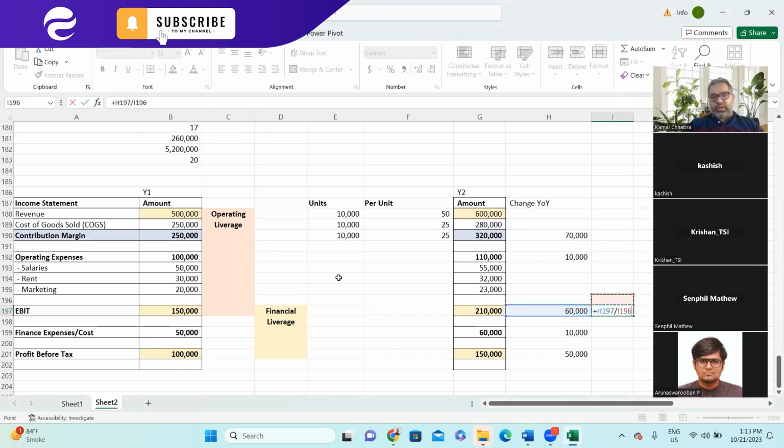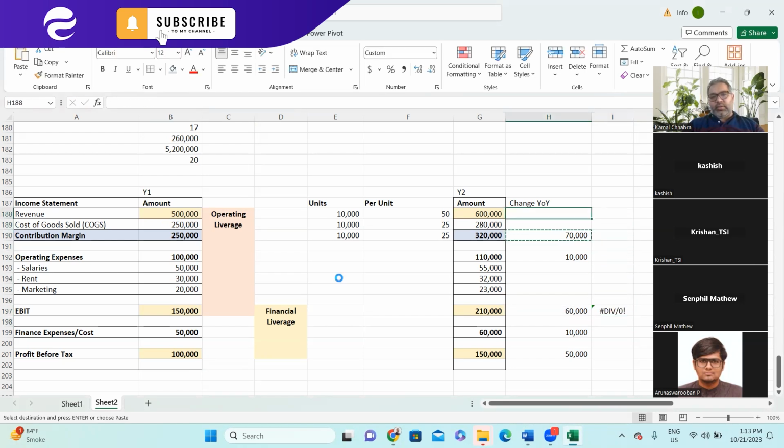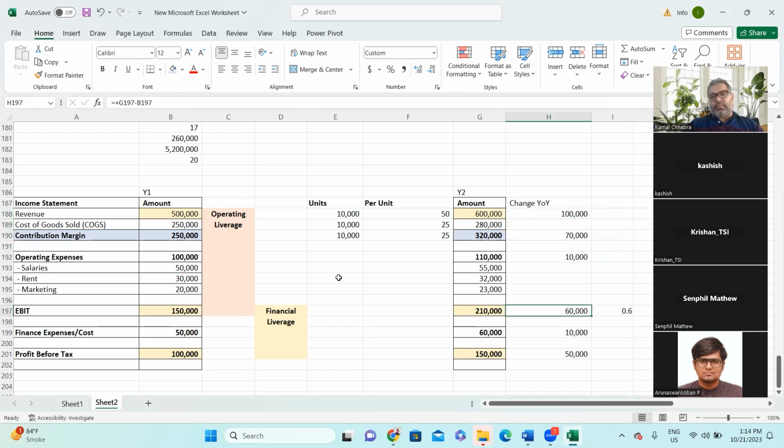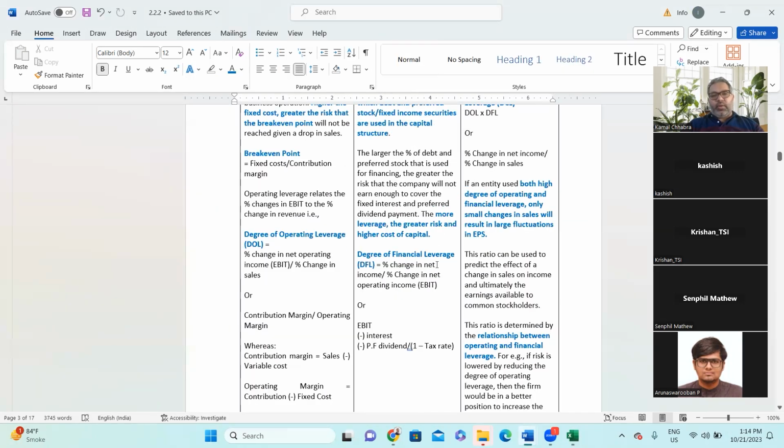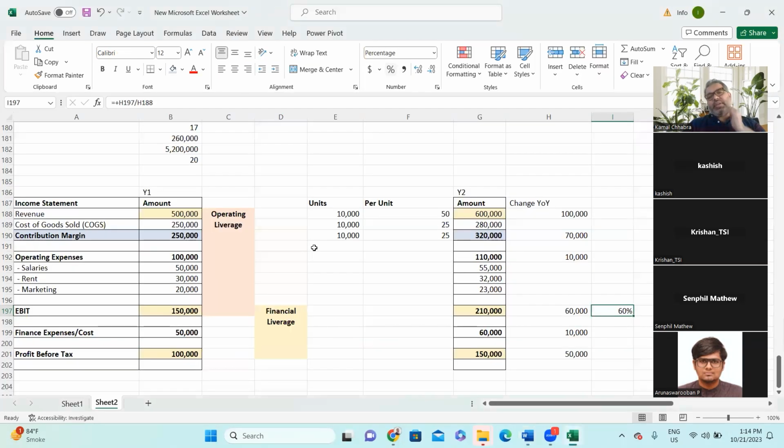How much is the change in sale? 100,000. That means 60%, right? Yes, sir. That's how you need to calculate the degree of operating leverage. So degree of operating leverage is change in earning before interest and tax divided by change in sales period over period. Make sense, everyone?